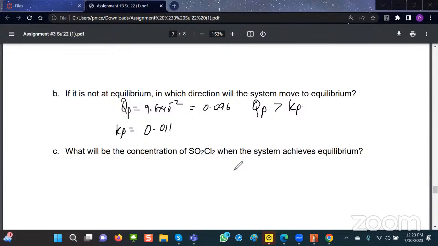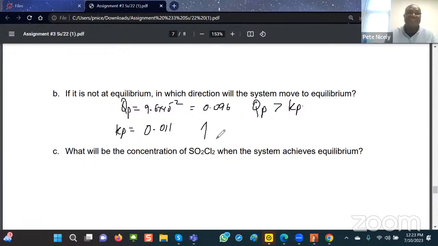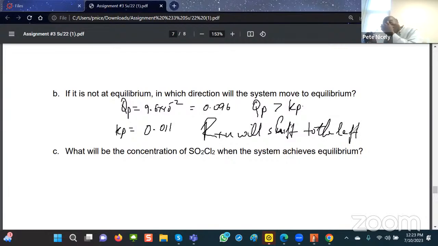To the left. So therefore, the reaction will shift to the left. And this answer here will become important in order for us to answer question C. Question C says, what will be the concentration of SO2 when the system achieves equilibrium?